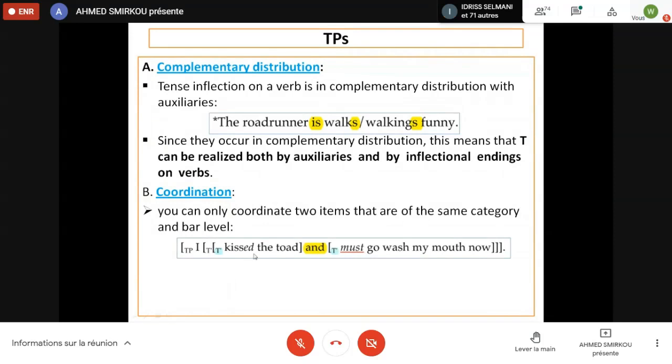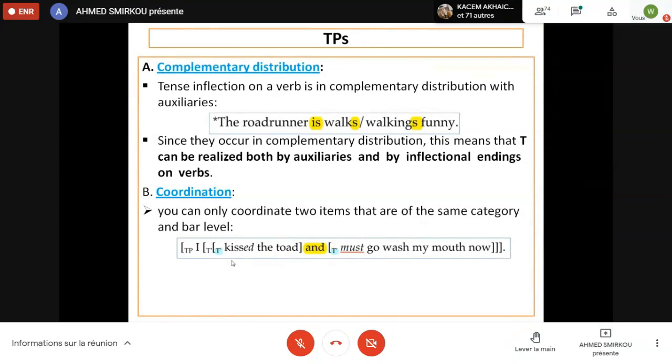This is an example. We can say, "I kissed the toad and must go wash my mouth now." So we have must here, which means we have an auxiliary with T. We can conjoin it with a verb which has inflection ending ED. So since we can conjoin a clause with an auxiliary, which is with T, with a clause with an inflection ending, it means that we have T, okay, with auxiliaries and with a tense inflection.